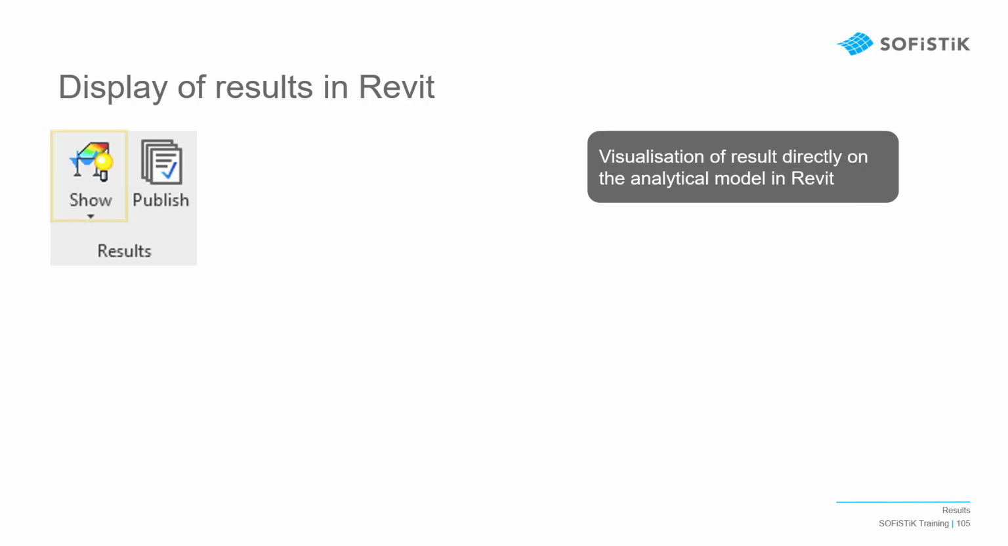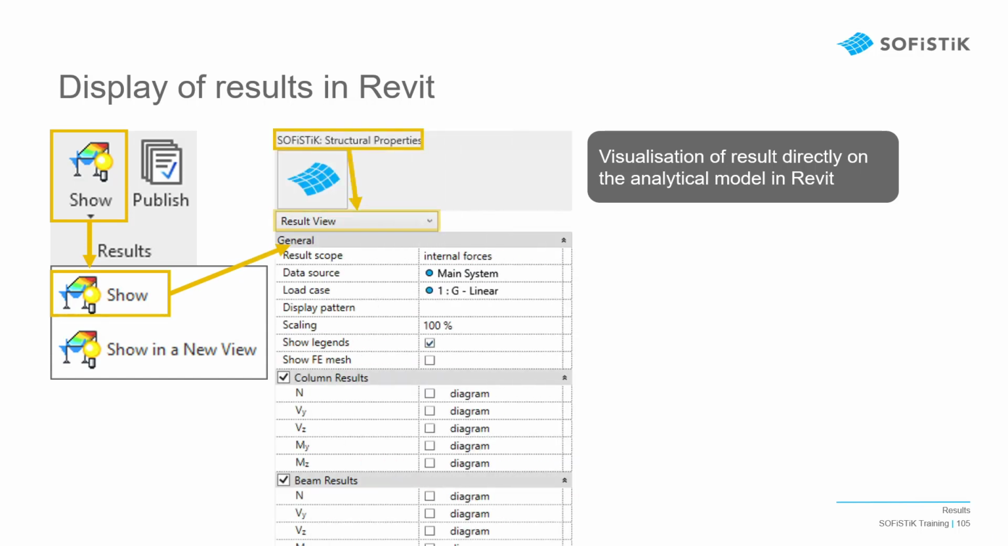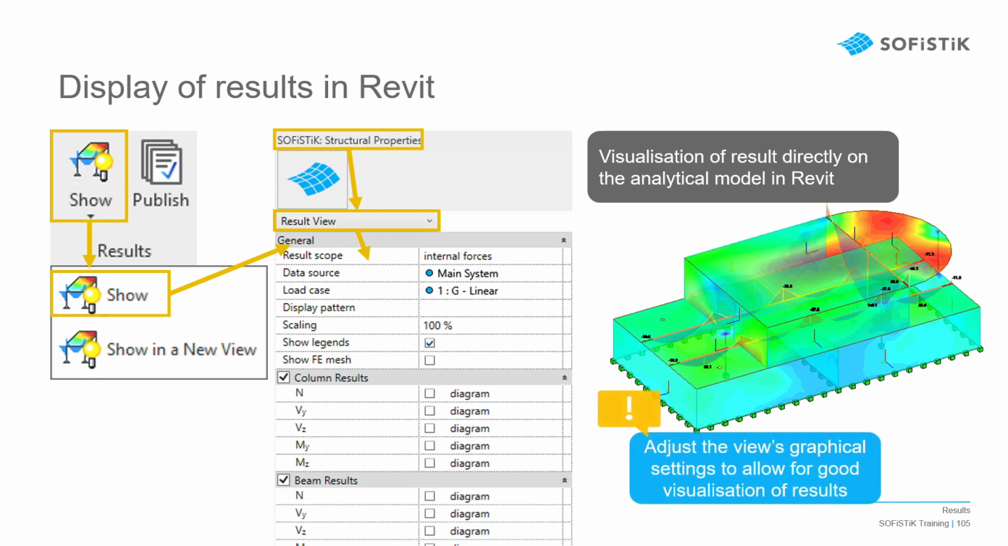In the Result menu, click on the Show button to activate the display of results in the current view. The Sophistic Structural Property panel will now offer you various options to set the display and navigate through the results. Please note that the view settings might need to be changed in order to visualize correctly the results. The software will warn you if there are any issues with your view or view template.